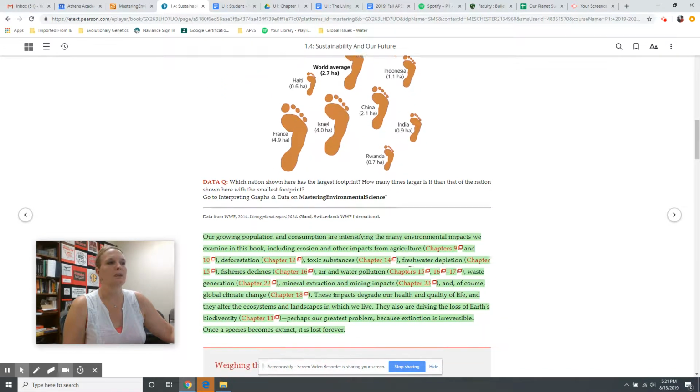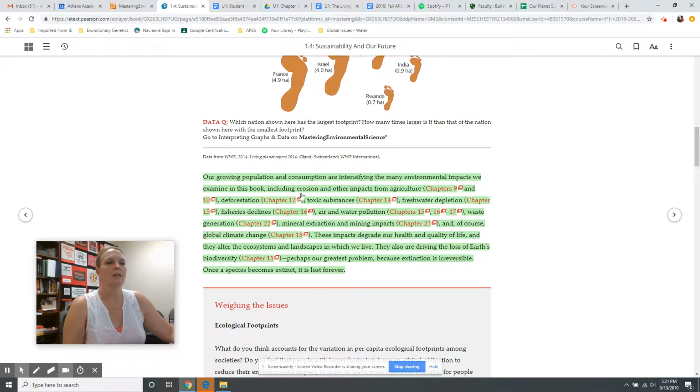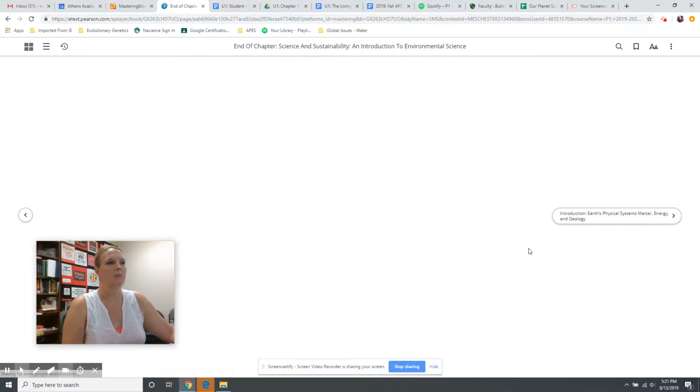But I do think it's important to understand. Notice that I continue to highlight a few things that I think are main points. We're going to cover all this over the course of the year, and we're going to clip along at a pretty fast pace.